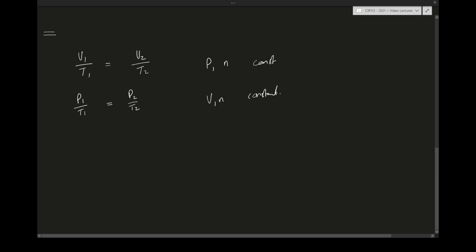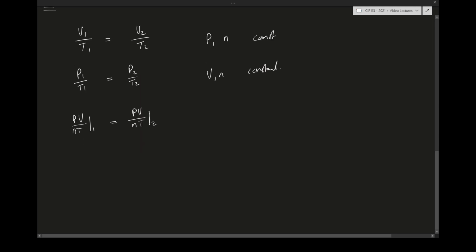If all the conditions are changing, we have PV over nT at 1 is equal to PV over nT at 2. And so you can play with these for different systems to calculate the values of a new set of conditions by knowing which parameters stay constant between the different conditions and which parameters change between the different conditions.